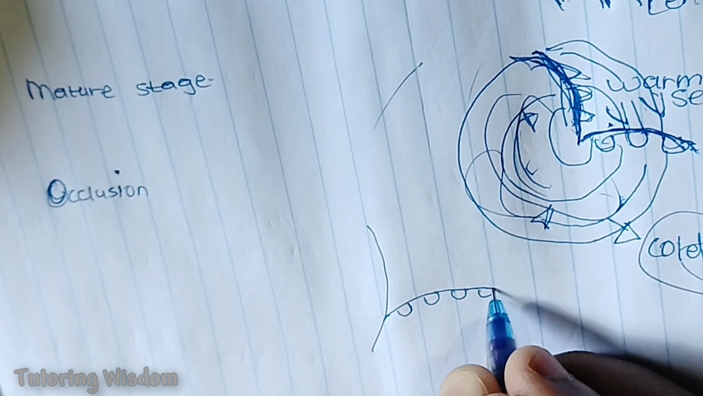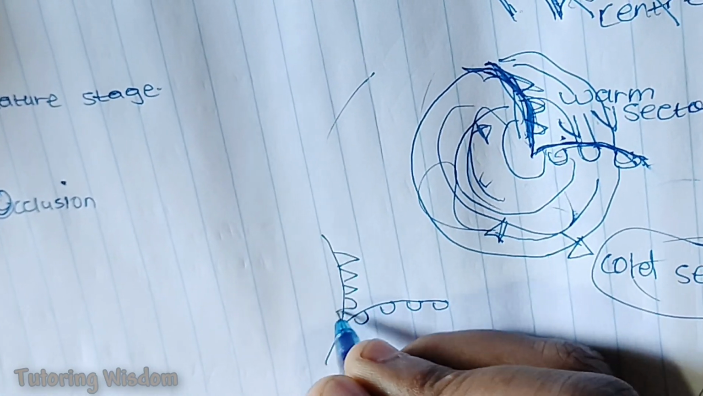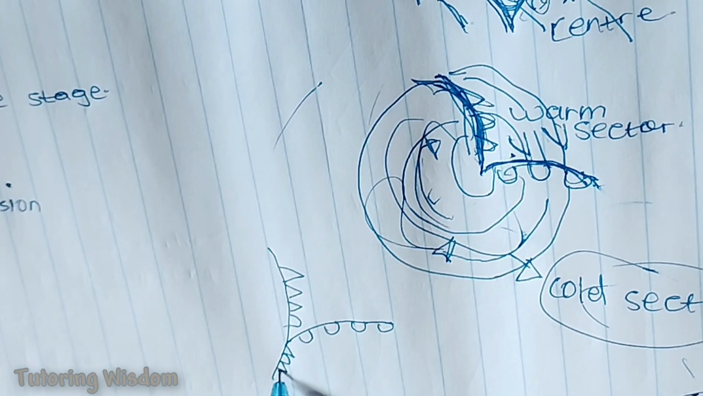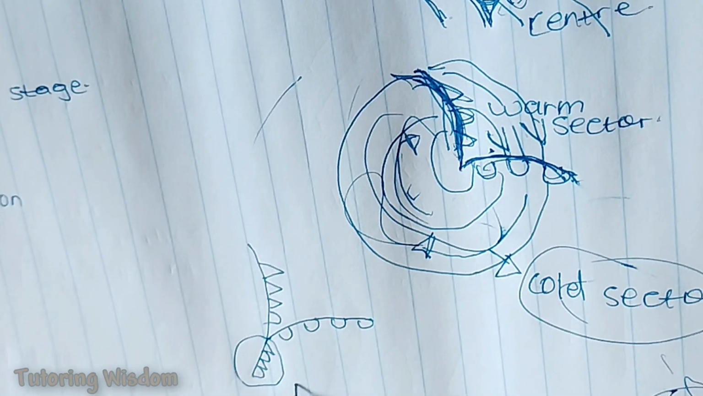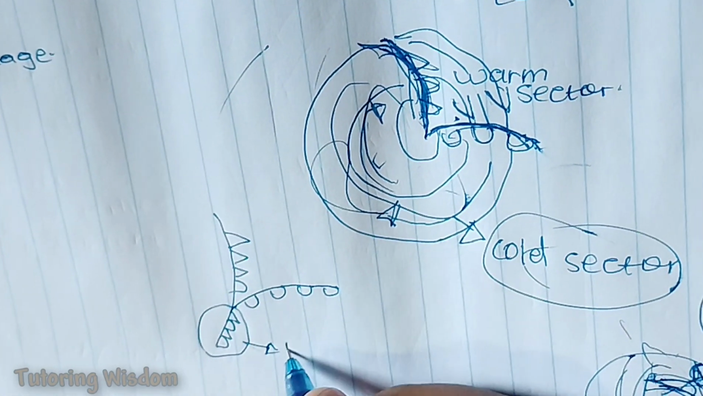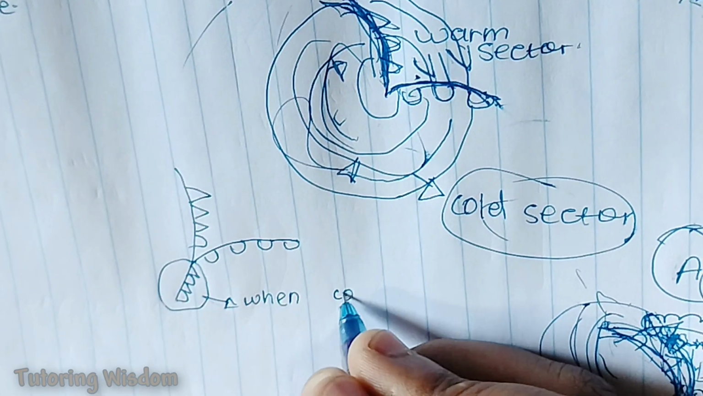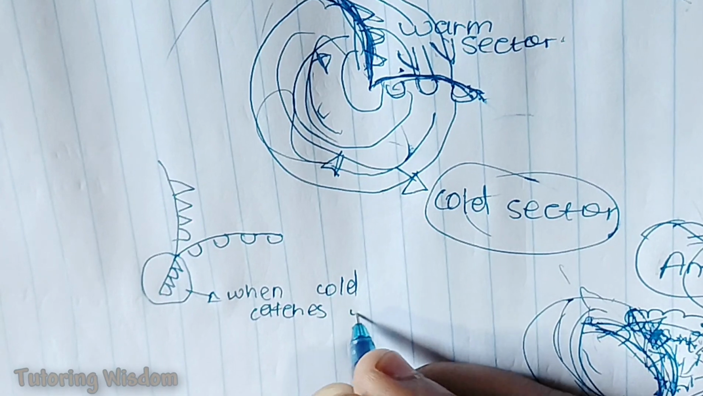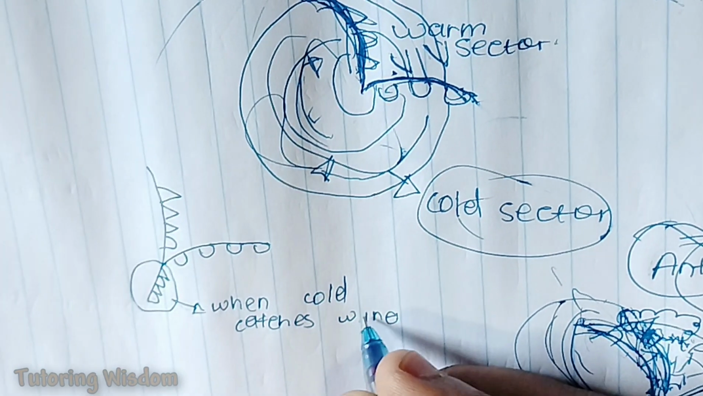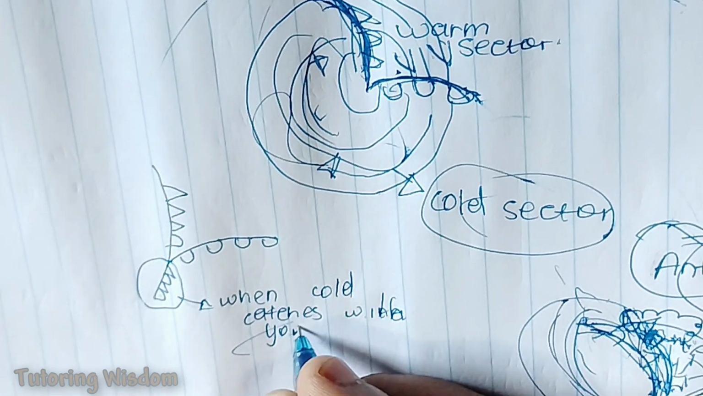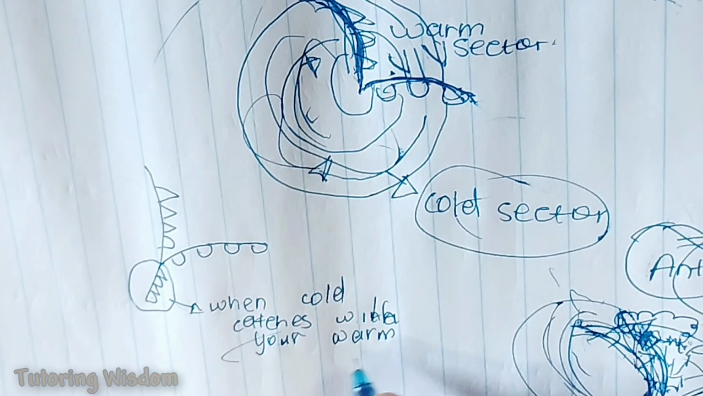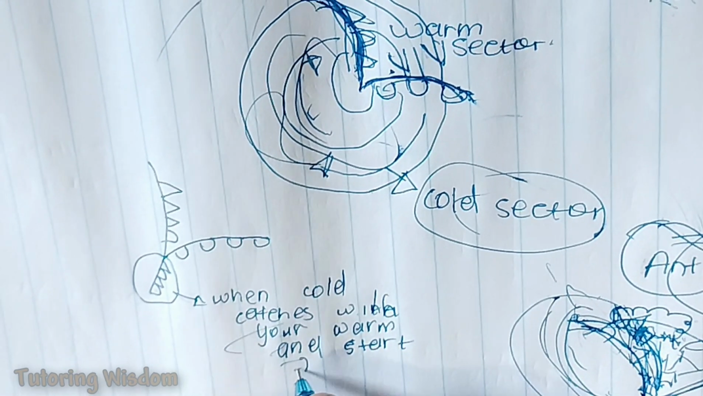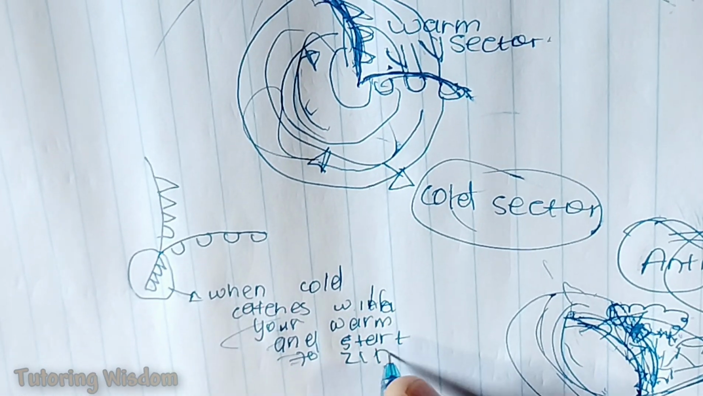So this is also your warm front, that's your cold front. But now we have an occlusion front. What is an occlusion front? An occlusion front is when cold air catches up with your warm air and starts to zip from the apex.